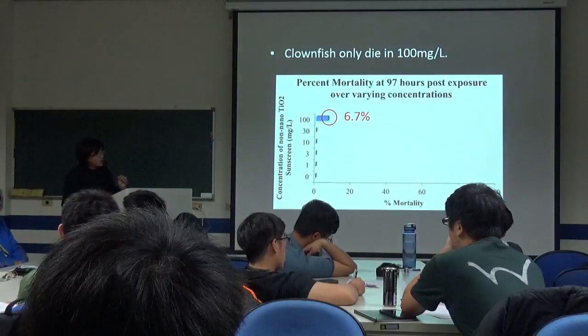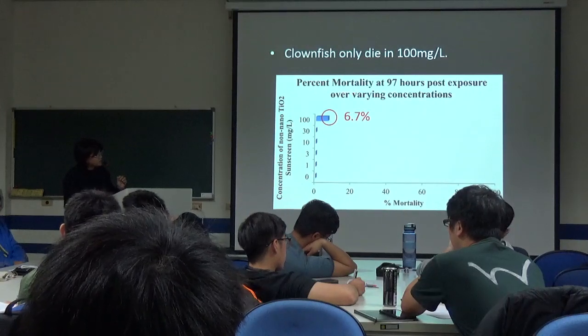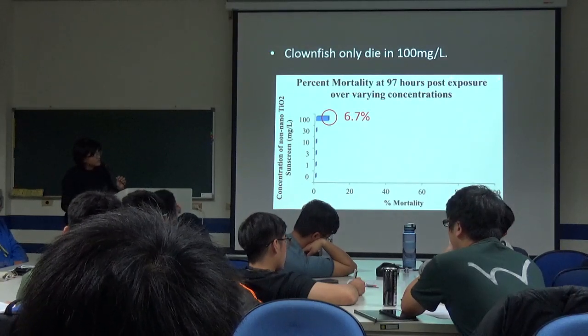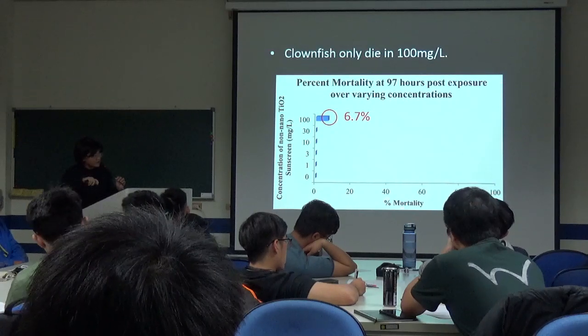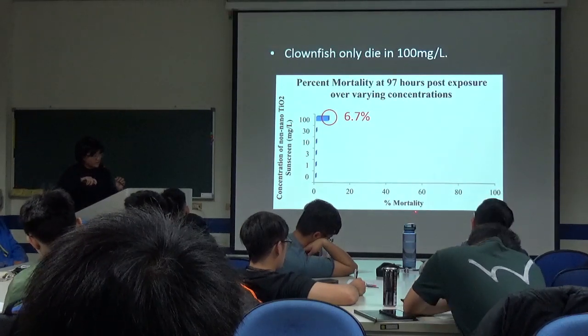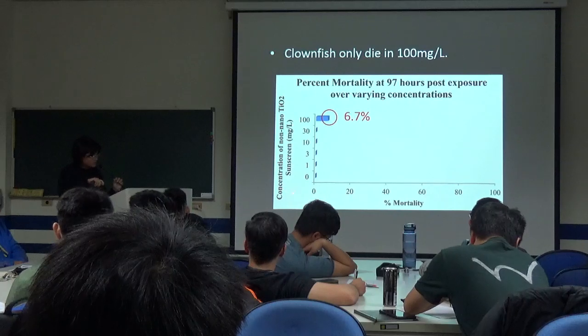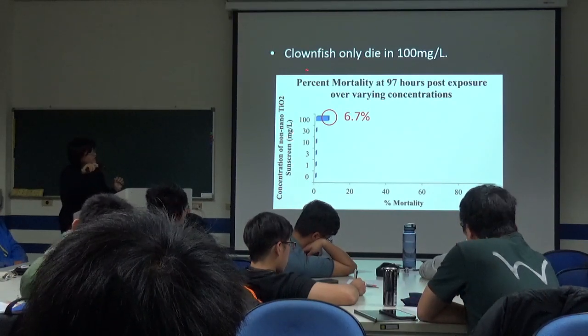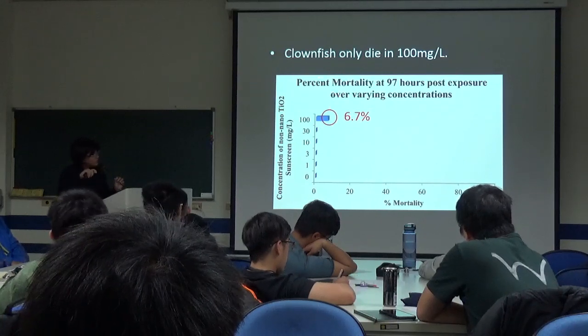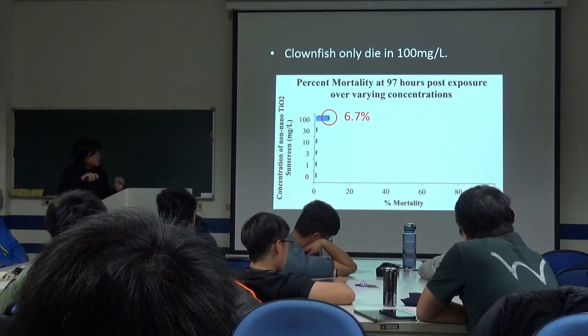So let's focus on the results of test 1. You can see this chart. The title is percent mortality at 97 hours post-exposure over varying concentrations. Its x-axis is percent of mortality. Its y-axis is concentration of T-based sunscreen. And you can see clownfish only died at 1 milligram per liter.